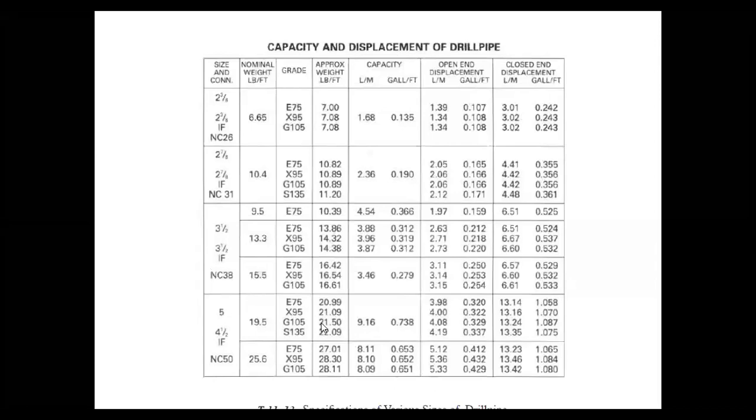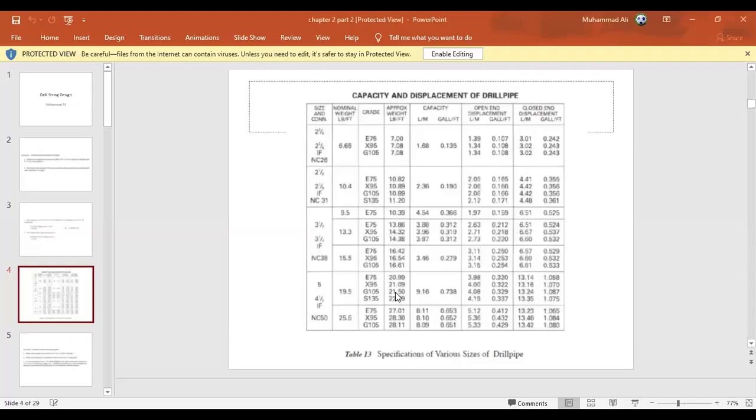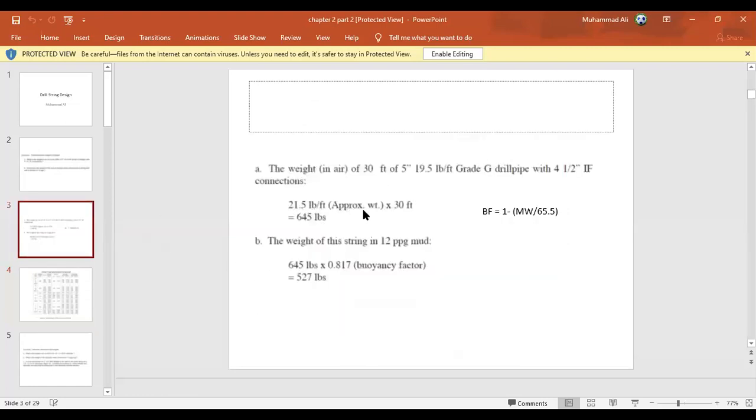Here, this 21.5. So this 21.5, we go back and apply here, and the total length of the pipe is 30 feet, so it becomes 645 pounds. Got the idea what I'm trying to say? Sir, can you repeat it again, please?